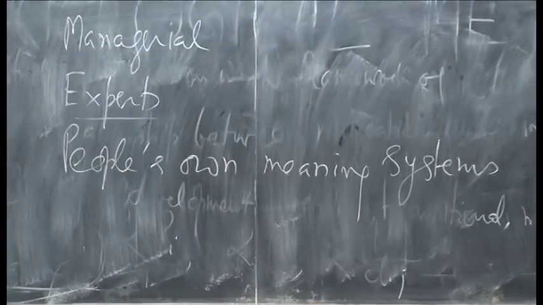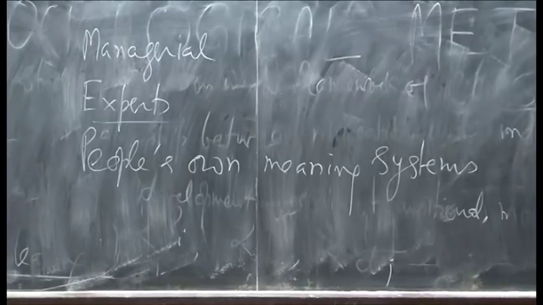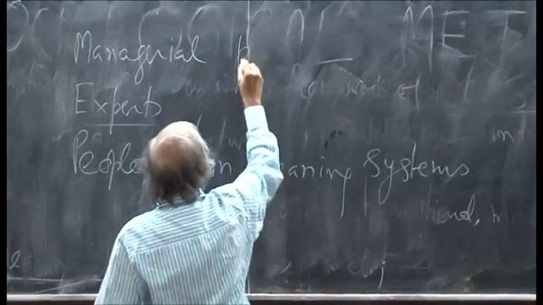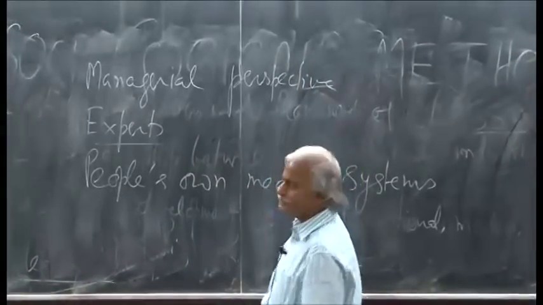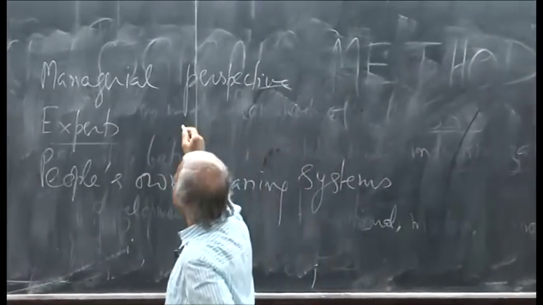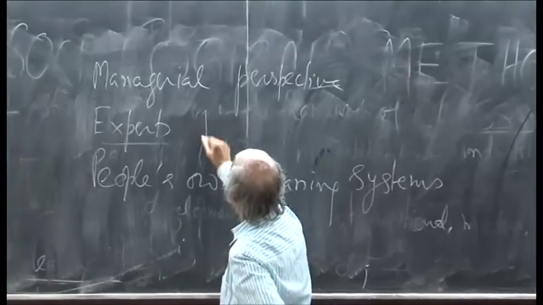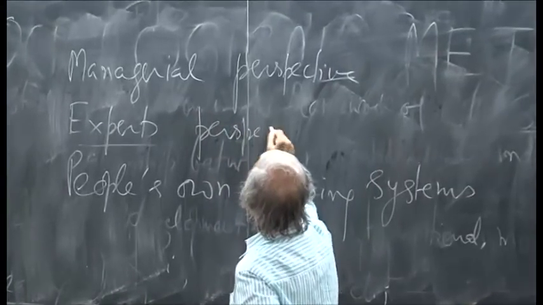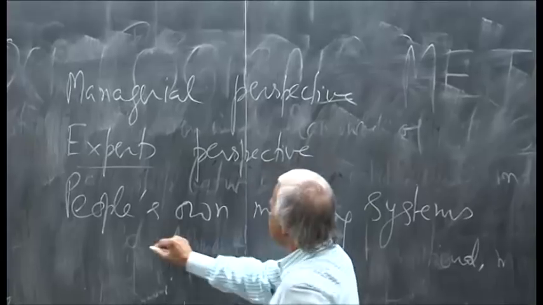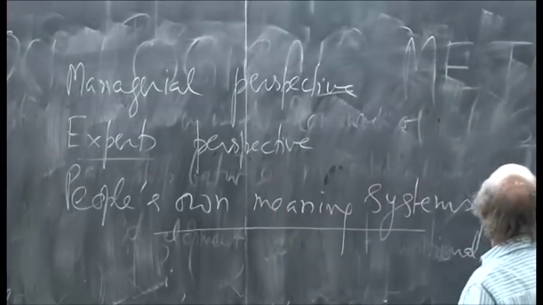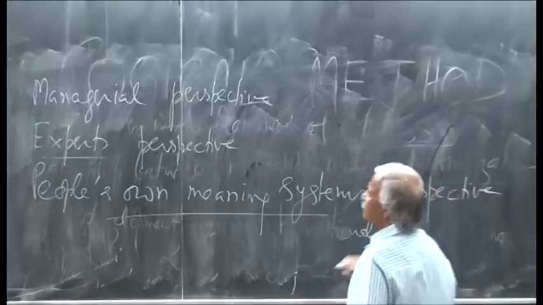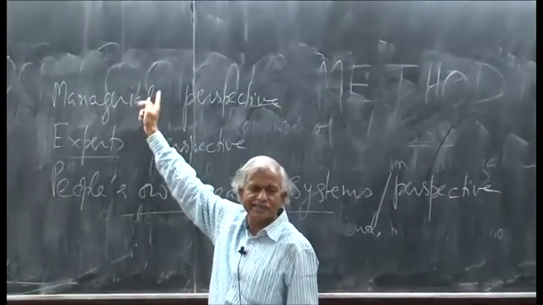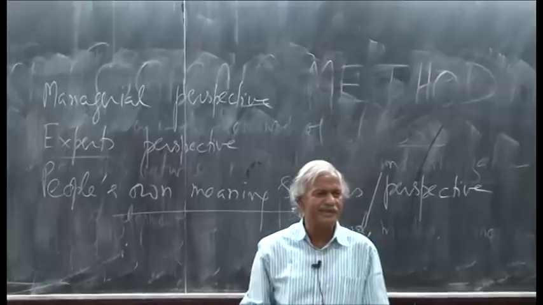People-centric, people's perspective, managerial perspective. Sociology can be done from a managerial perspective. Sociology can be done from an expert's perspective. And sociology can also be done from people's perspective. What is poverty? Managerial perspective: how to define the poverty line?